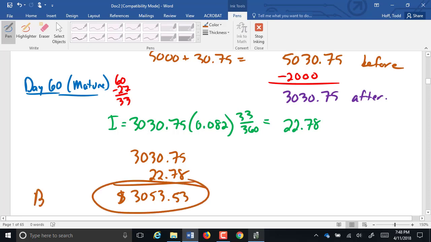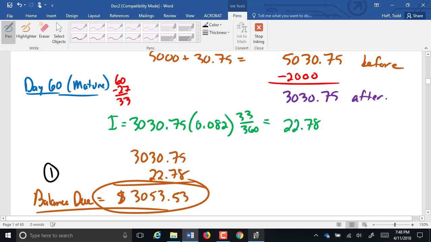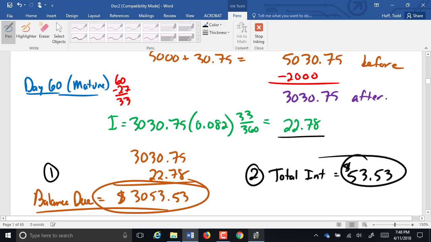$3,053.53 is our balance due. So that's part one. Part two, total interest, $53.53, adding up the 22 and the $30.75.